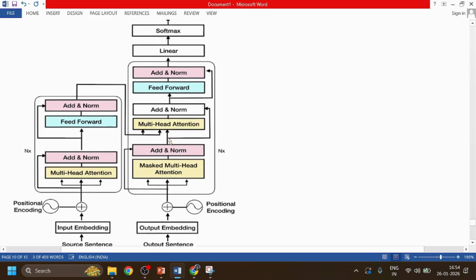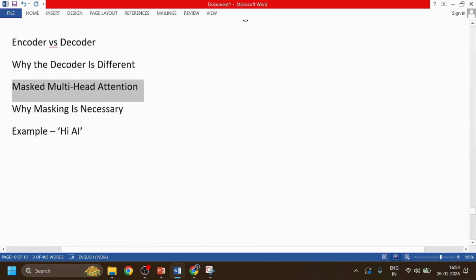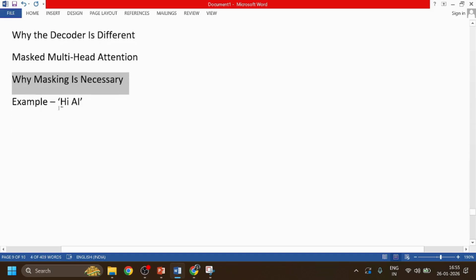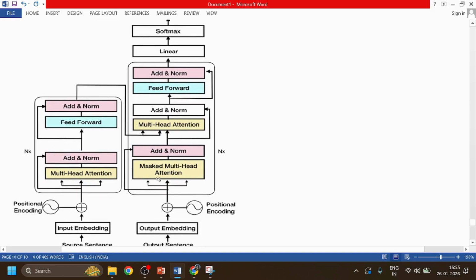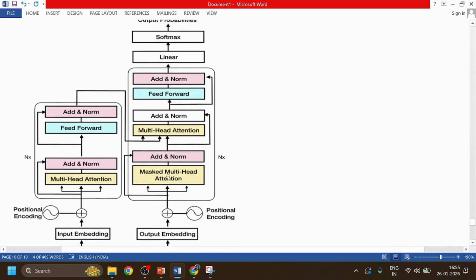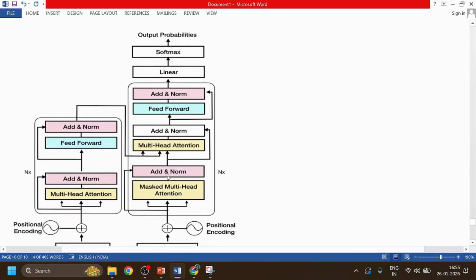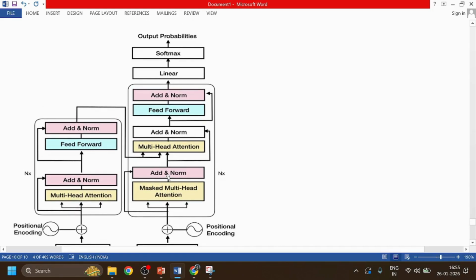Masking is necessary because text generation is auto-regressive. That means the next word is predicted using only previous words. If the model could see the future, it would already know the answer. That would break the learning completely. That's why masking is necessary.